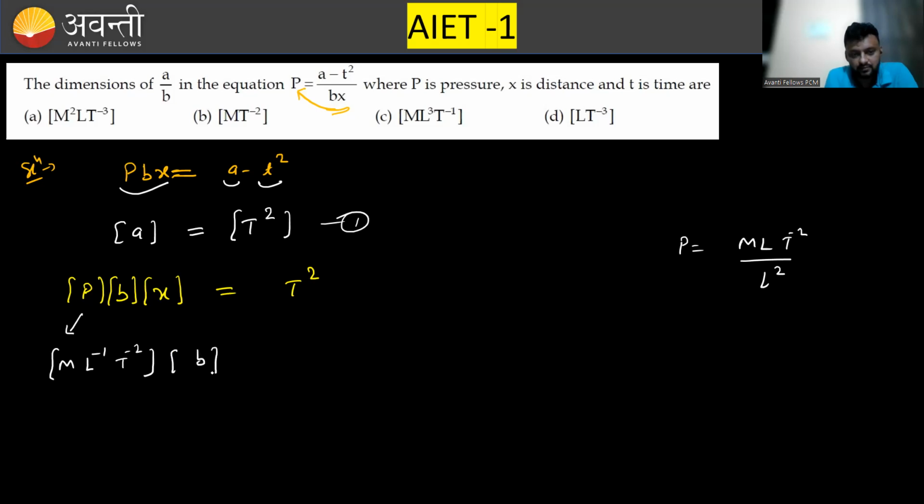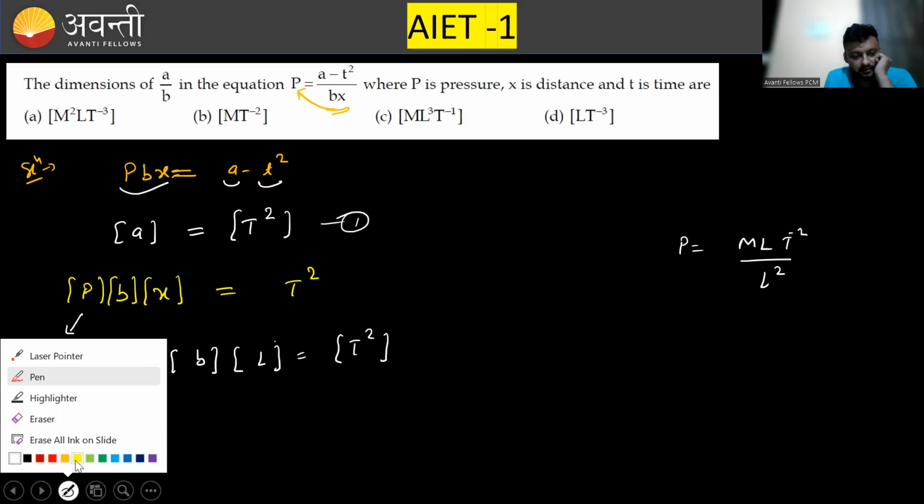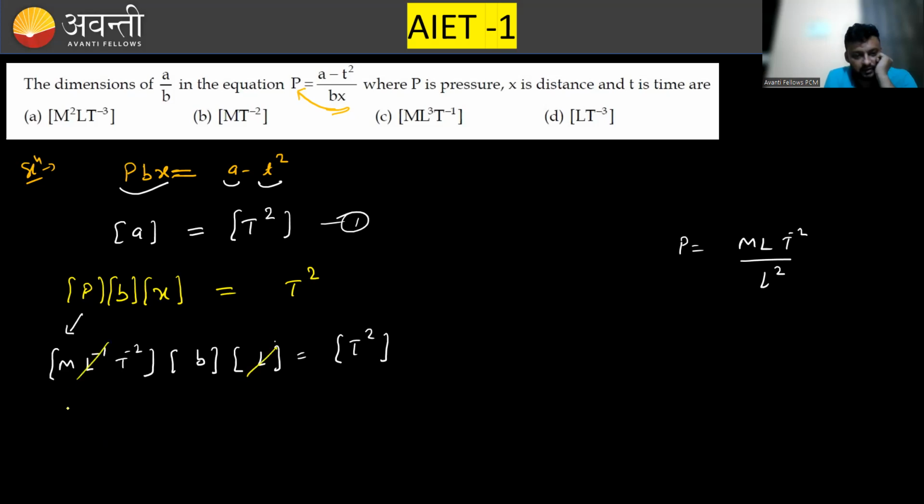Dimension of B, I have written it as B. Dimension of X means distance is what? L is equal to T square. Now you can calculate the dimension. This L will be cancelled with this one. So dimension of B will be T square is this one. One more T square will be, that will be T raised to the power 4 and M raised to the power minus 1. Clear? Done. This is the dimension of B.